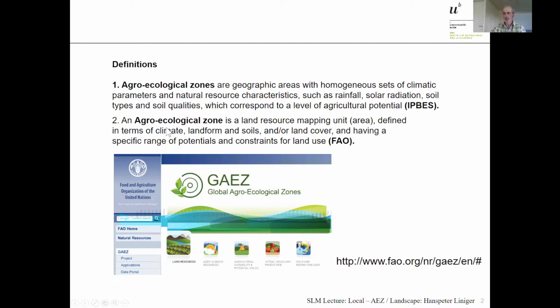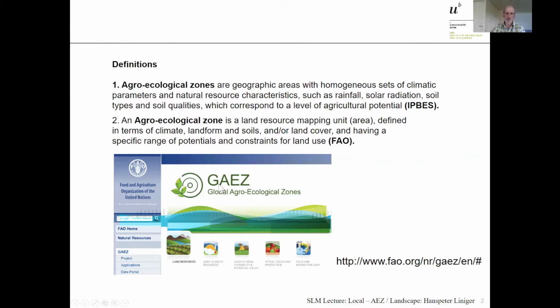The second one, agroecological zone, is a land resource mapping unit defined in terms of climate, landform, and soil, and/or land cover, and having a specific range of potentials and constraints for land use, the FAO definition. So again, related to potentials or constraints, landforms, soils, land cover, climate, and it's a mapping unit, an area. Okay, we use this definition from the FAO.